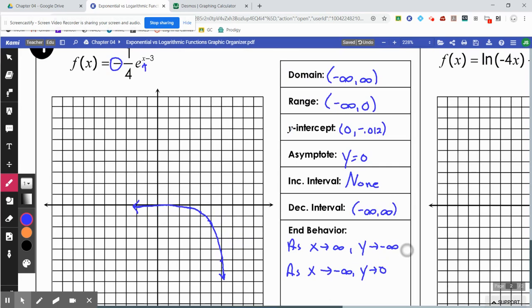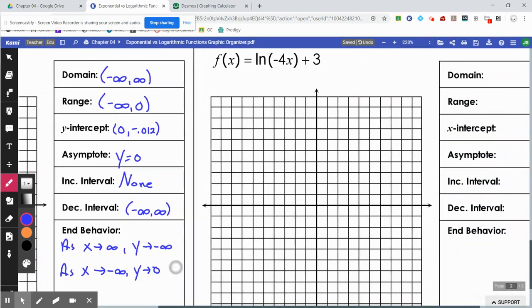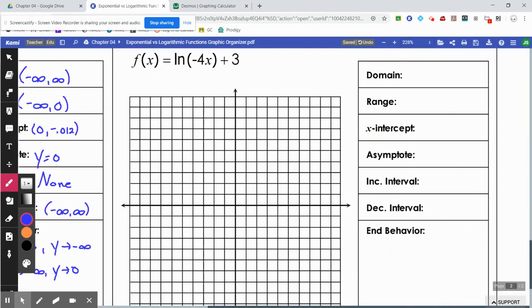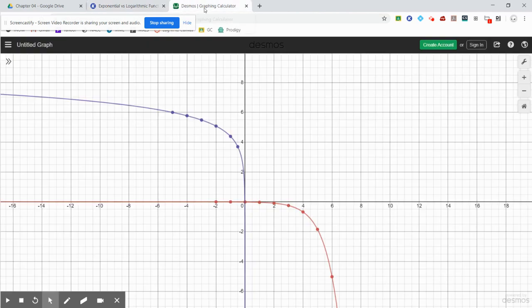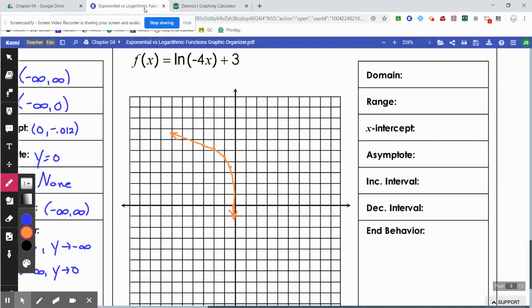Next up, the inverse of that, it would be the natural log of -4x plus 3. Let's take a look at its graph. And there you see a picture of the graph. Now I did again use Desmos to help me a little bit so I wouldn't have to type all these values in. And notice I left the previous graph on there as well. These are perfect mirror images. They are definitely inverses of each other across that line y equals x.